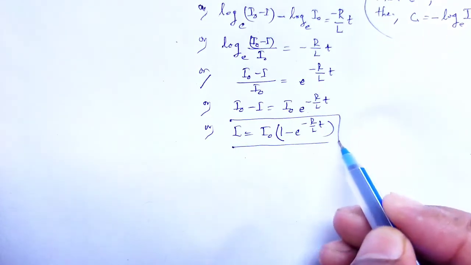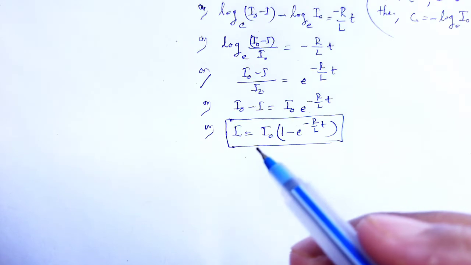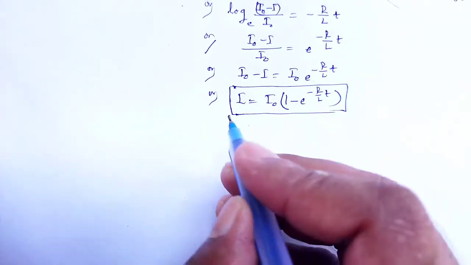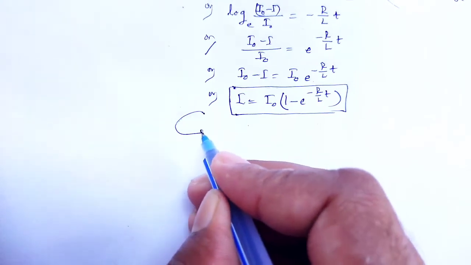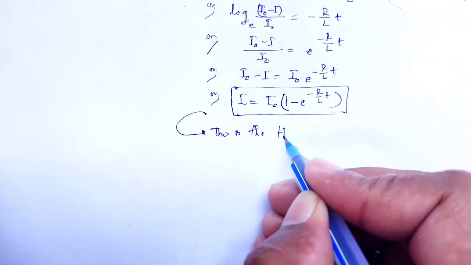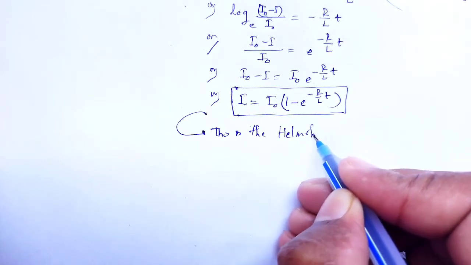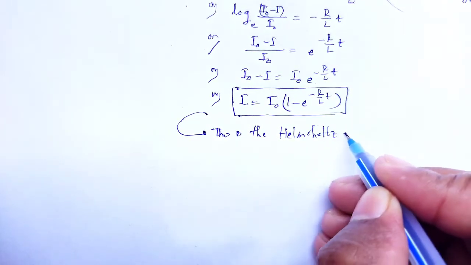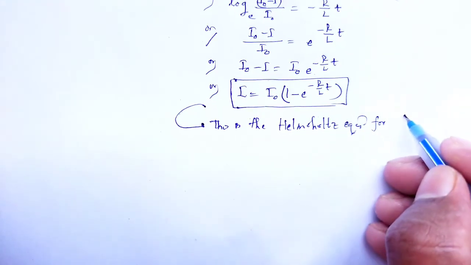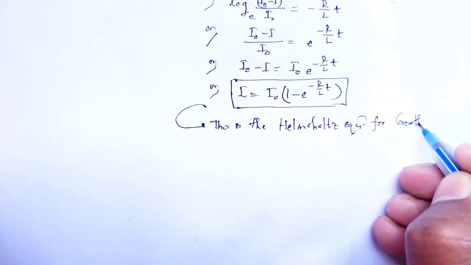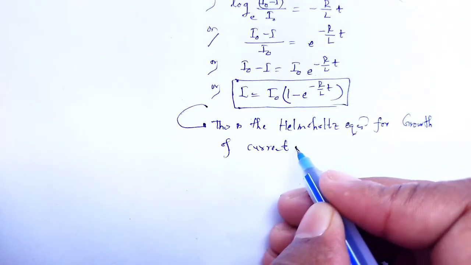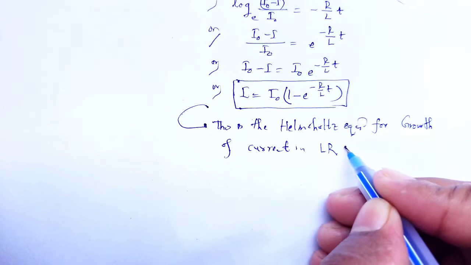And with this expression, now that equation is the Helmholtz equation. This is the Helmholtz equation for growth of current in LR circuit.